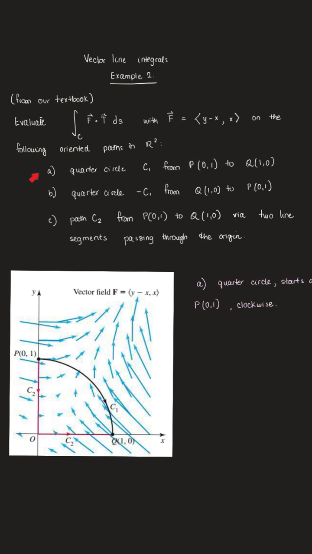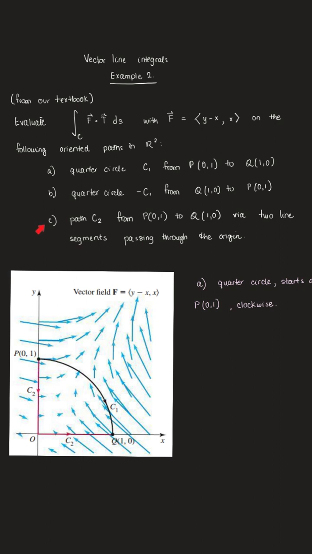We'll start with going through the vector field along a quarter circle that starts at P and ends at Q. Notice this is going to go in the clockwise direction, so we'll have to parametrize that. Then we're going to go in the opposite direction, start at Q and go to P. This is much more what we're used to, going in a counterclockwise direction along the circle.